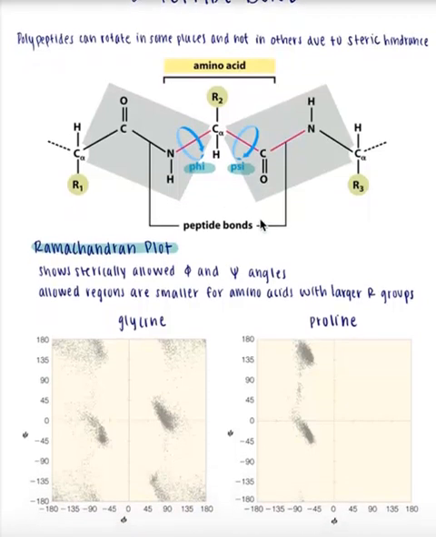And so then we have the Ramachandran plot, which is a visual representation of how much a polypeptide can rotate. It shows the sterically allowed phi and psi angles, and as you can see here for glycine, the more dots, the more options you have to rotate. So something like glycine, which has a really small side chain, is going to have way more flexibility than something like proline, which has a big R group and is also more restricted. So just keep that in mind.